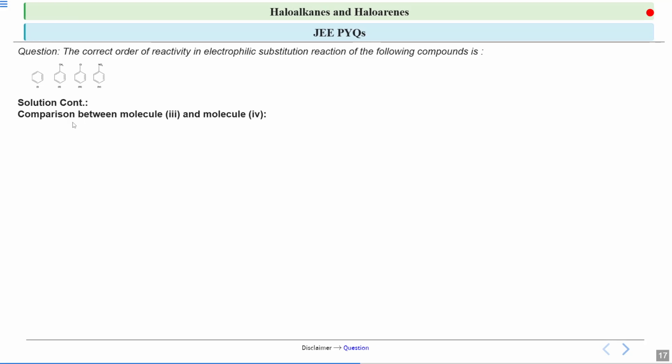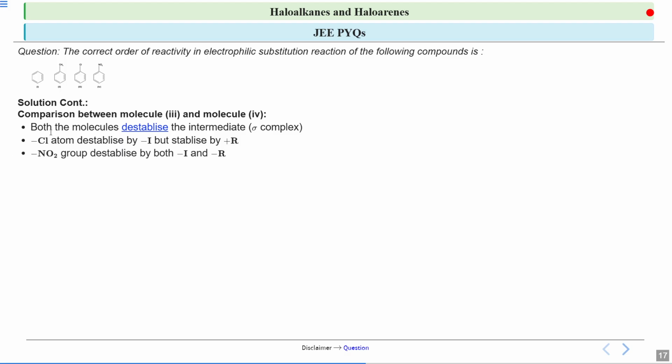So now we will compare the third and fourth molecules, because both are showing the same nature, right? Both molecules are destabilizing the sigma complex intermediate. The chlorine atom present in the third molecule destabilizes the sigma complex by the minus I effect, but it is also stabilizing by the plus R effect. This is the factor, right? Yes, it is destabilizing the sigma complex by the minus I effect, but it is also stabilizing the intermediate by the plus R effect due to the participation of the lone pair of chlorine in the resonance.